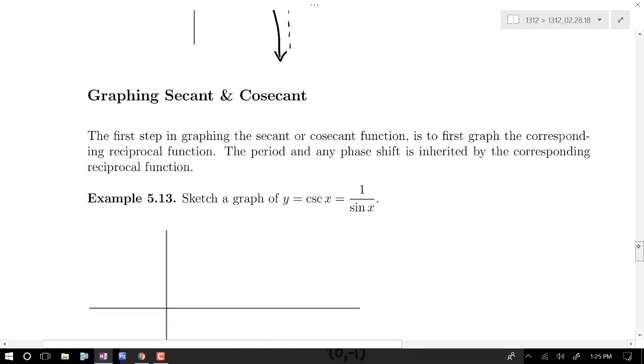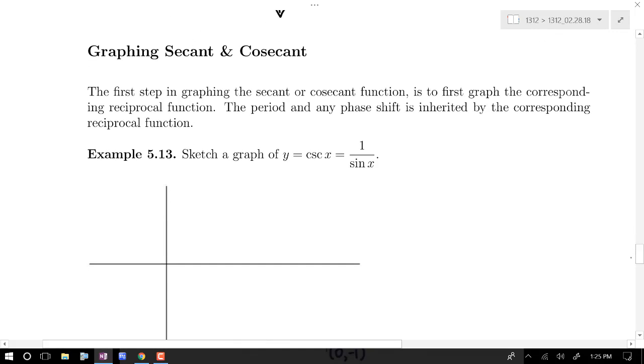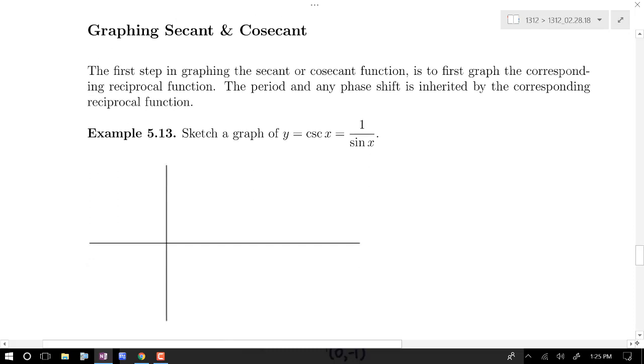Okay. Now, I think I have more fun with the secant and cosecant graphs. I know you're wondering, how could this possibly get any more fun? That's exactly what Andrew's thinking. Yep.